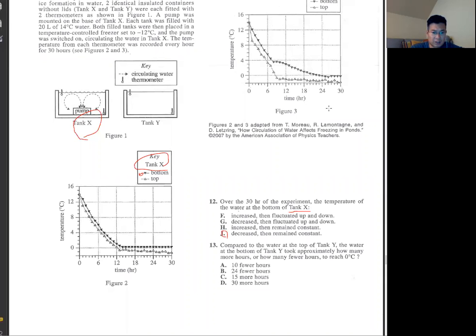And 13, compared to the water at the top of tank Y, which is figure 3 if you look, and then the bottom of tank Y, approximately how many more hours or how many fewer hours to reach 0 degrees. So which means this point and this point. So this is the bottom, right? It takes 24 hours. And then this one takes only what? Around 10 hours. So 24 minus 10, it's like 14 hours. The closest one is 15 hours. So C is the answer for this one.